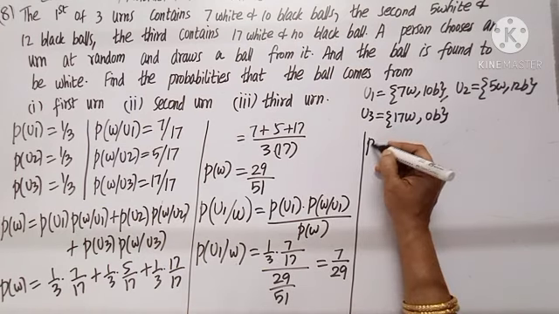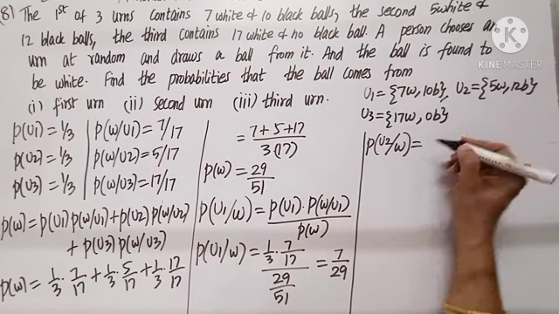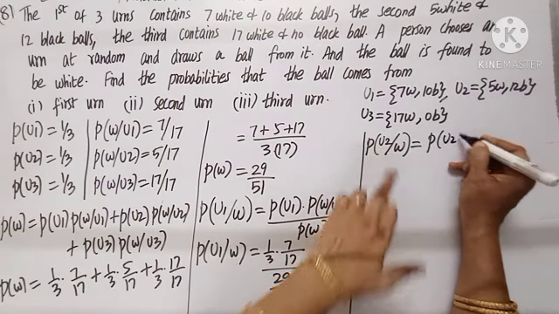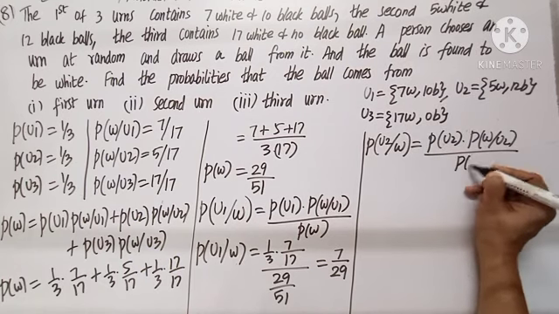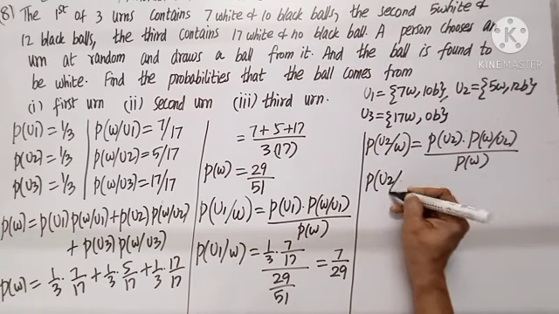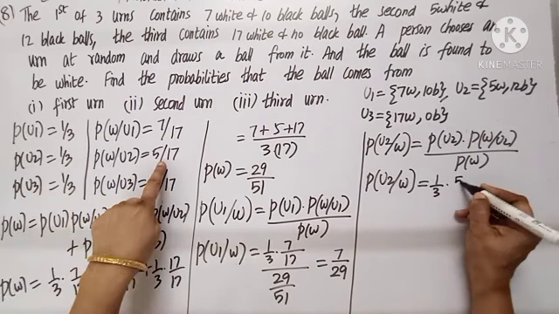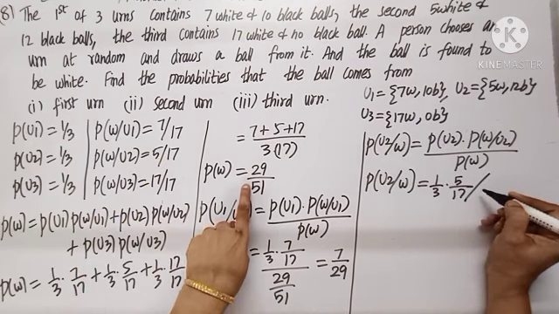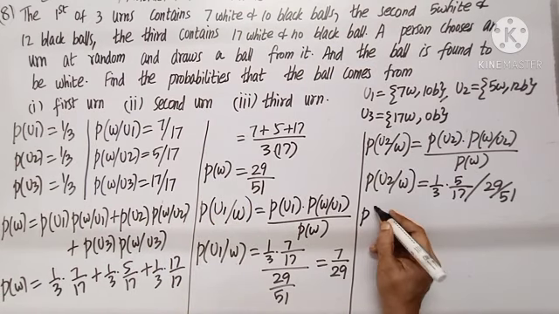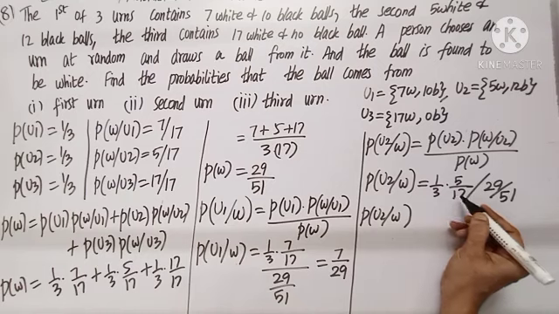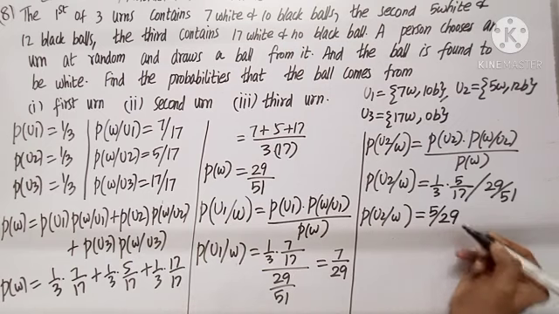To find out white, and it is from urn 2. The formula is P of U2 into P of W given U2 divided by P of W. So U2 given it is a white ball. We have 1 by 3 into 5 by 17 divided by white ball probability 29 by 51. My answer is 3 into 17, 51 and 51 cancels. I have 5 by 29.